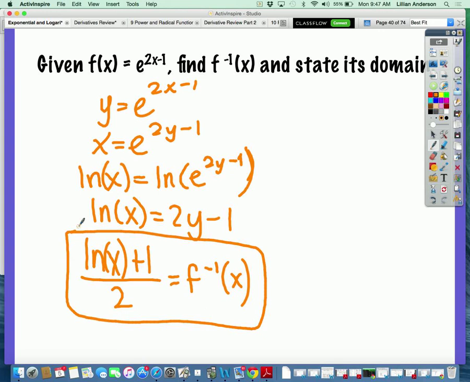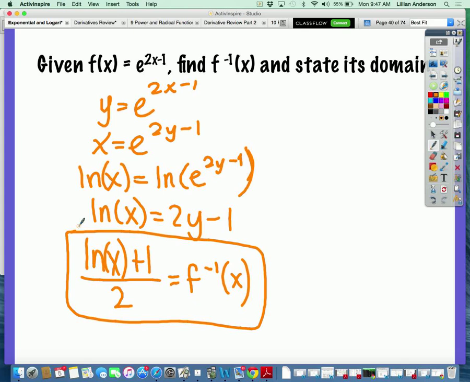Okay? Now for the domain. What do you guys think? 0 to infinity, would you guys agree? For your own sake, just say yes. No. Maybe. I don't understand.